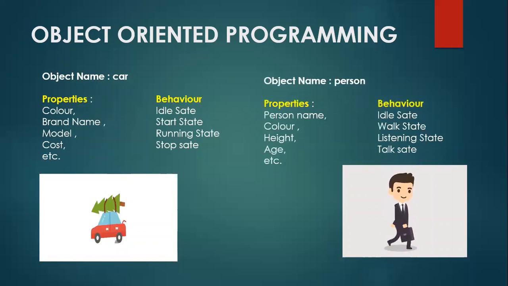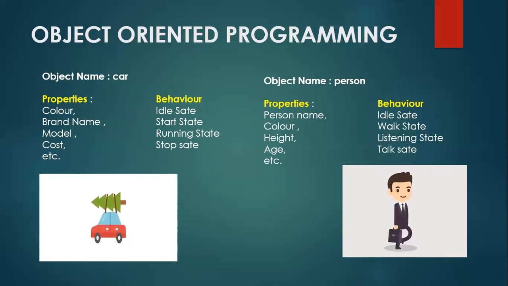Similarly, observe the second picture, person. The object name is person. A person has properties like person name, color, height, age, etc. Similarly, the object person has behavior in idle state, walk state, listening state, talk state, etc. In this manner, each and every object in the real world has a few properties as well as specific behavior.